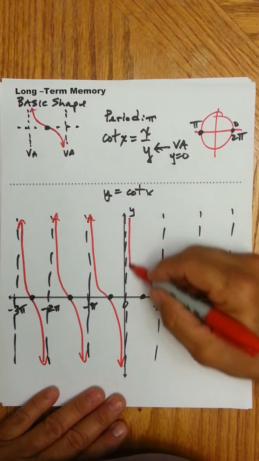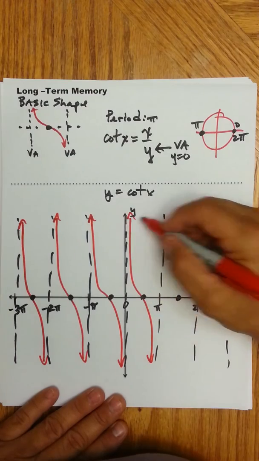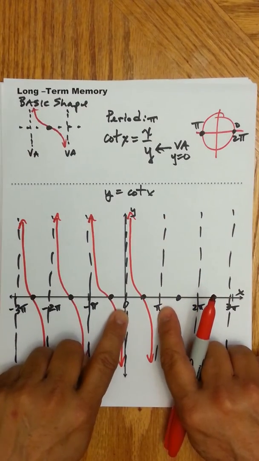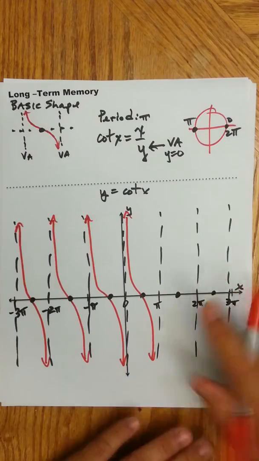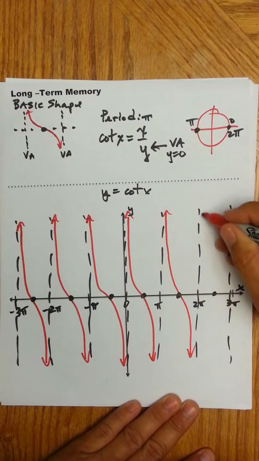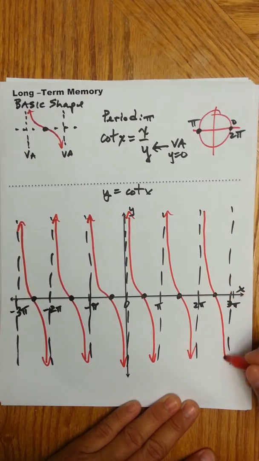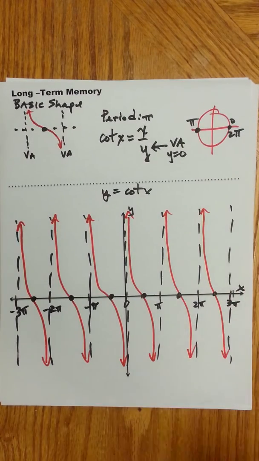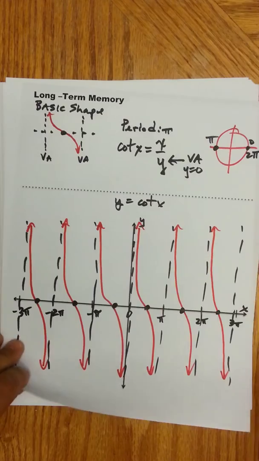There. And you can see the period is pi, because take a look at the distance between the vertical asymptotes, right? It's the distance of pi. And again, your graph should never cross or touch the vertical asymptote. All right, so that's cotangent. Let's take a look at secant.